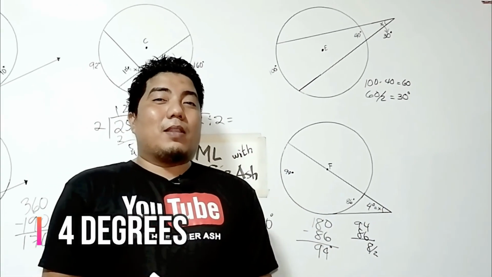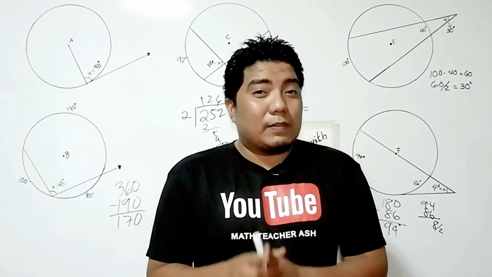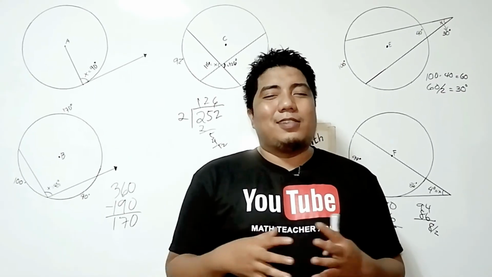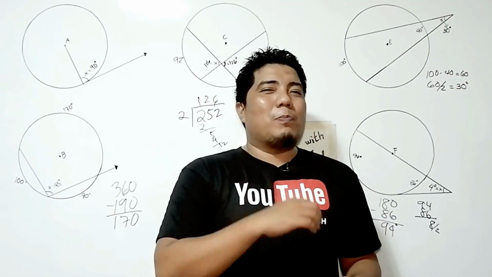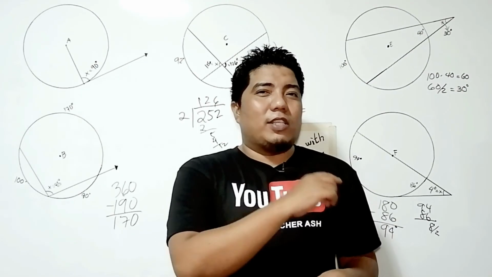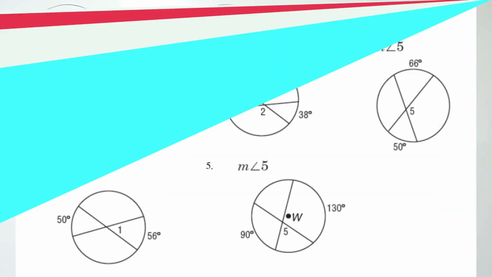So basically, my dear math learners, we have answered all our scenarios, whether the angle is formed outside, inside, or on the circle. So I hope, my dear math learners, you have learned a lot of things about our topic for today. Now, this is the time that I will challenge you whether you have understood our topic, and here it is.